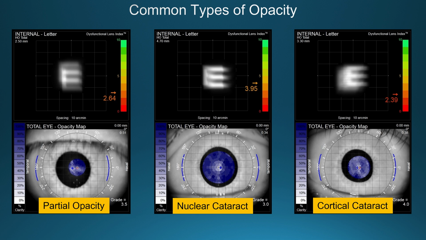Additionally, this report also allows you to review the opacity topography. Irregular opacity, partial opacity, or central opacity likely indicates a nuclear cataract. Overall opacity likely indicates a cortical cataract. Important, these opacities are also associated with a low DLI, because cataracts not only cause visible clouding but also degrade the optical performance of the lens.